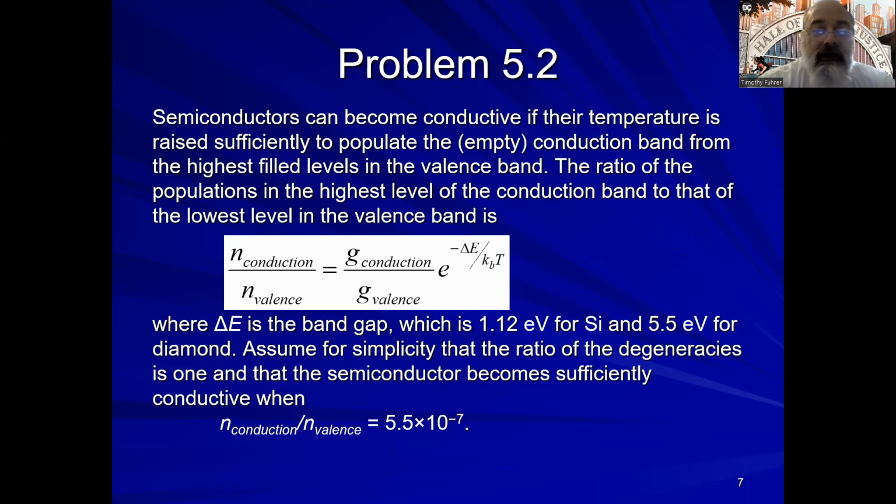What we have here, this equation that I'm showing, is the Boltzmann distribution. The G's stand for degeneracies, the number of different ways that an electron can have that same energy, the number of different orbitals of the same energy, to put it in words that we normally use. We can use this setup to figure out at what temperature silicon with this band gap and diamond with this band gap would become conductive.